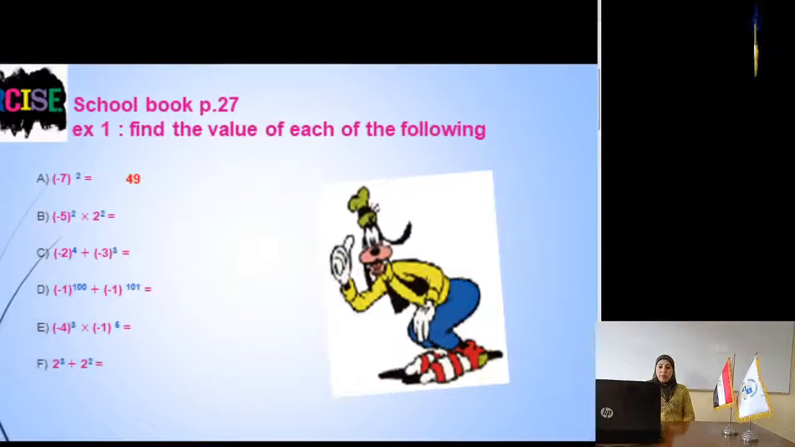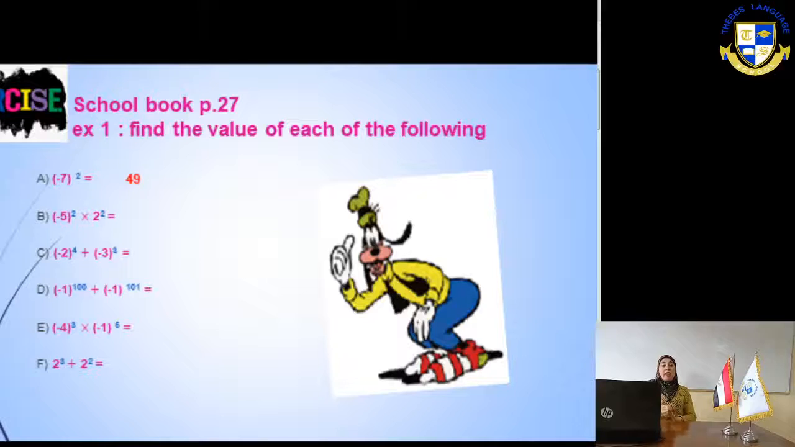Letter B, negative 5 up to power 2 multiplied by 2 up to power 2. Okay, take care. Here I have different bases. They are not the same base, so I can't add or subtract the powers. I must solve each one individually, and after that I'll take the product of them.